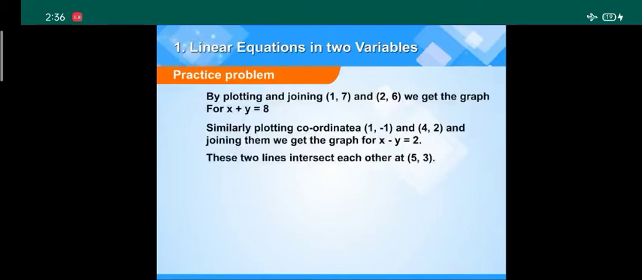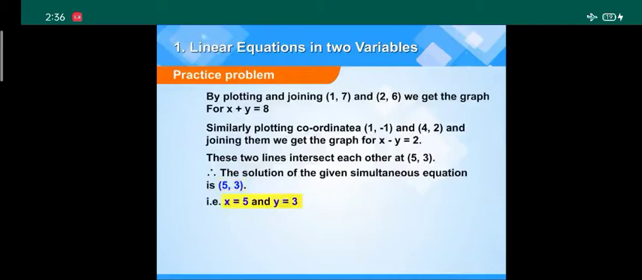These two lines intersect each other at the point 5 and 3. Therefore, the solution of the given simultaneous equations is 5 and 3. That is, x is equal to 5 and y is equal to 3.